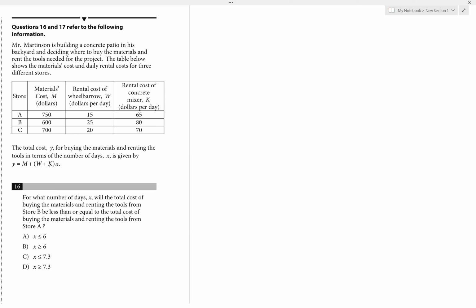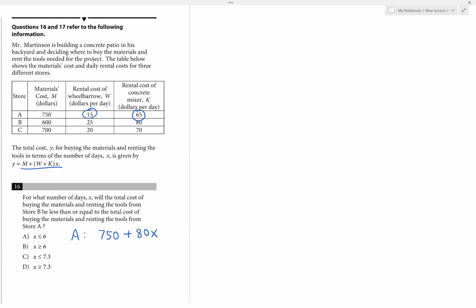Okay, so for store A, the cost of store A should be what? We can use this equation here, right? So M for store A is 750 plus (W plus K) times X. So W is 15, K is 65. Let's just go ahead and add them together. 15 plus 65 is 80. Okay, so this will be 80 times X, which is 750 plus 80X.